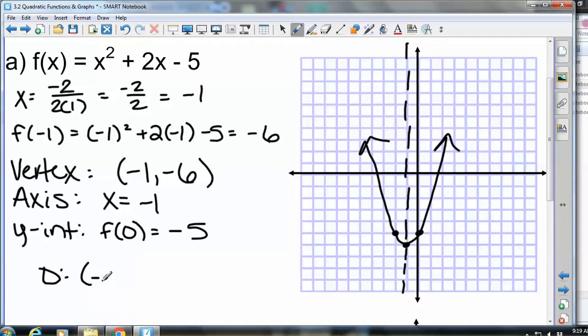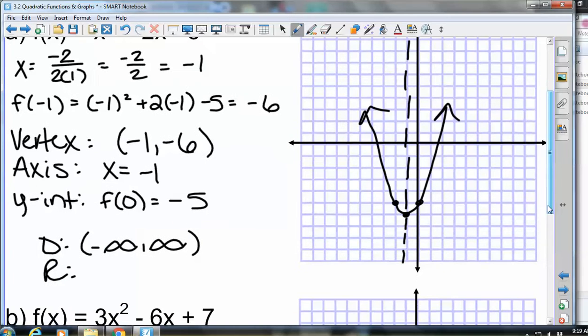What's your domain? What is our range? If I asked you, where's this graph decreasing? Negative infinity to negative 1, increasing from negative 1 to infinity. Good. Is the vertex a maximum or a minimum on this? Minimum. Yeah, since it opens up, that vertex is the low point. Alright. Let's try another one.